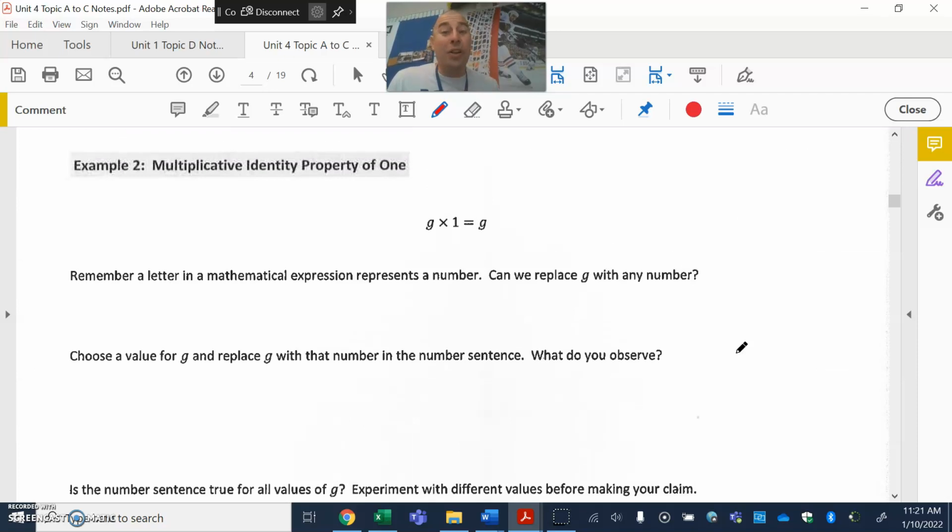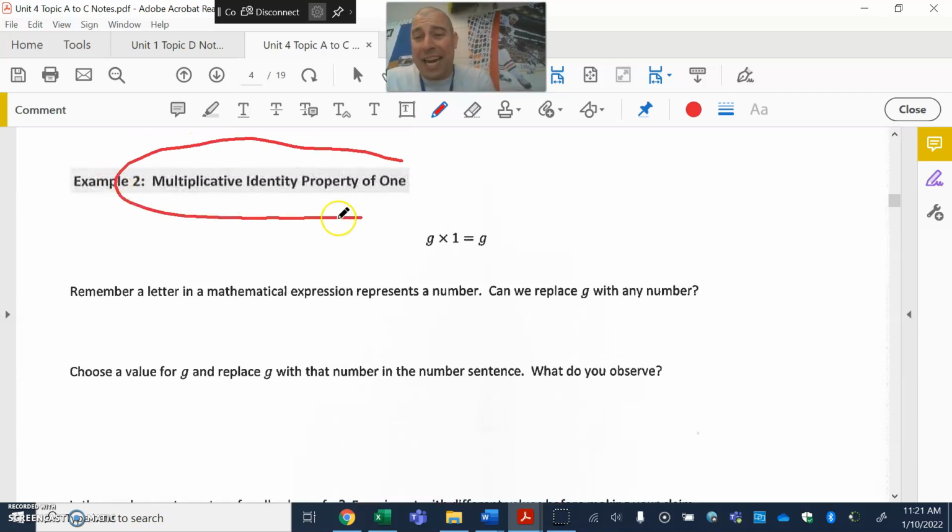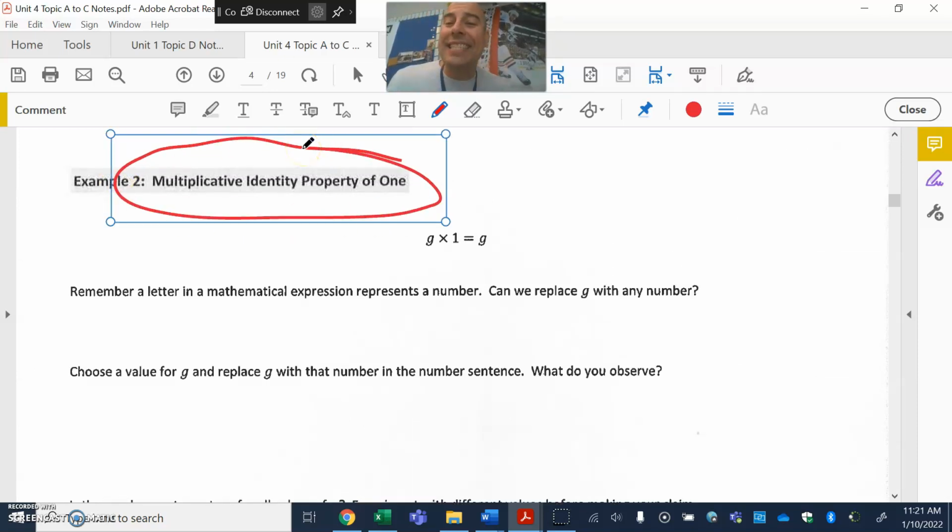Here we go. Look at this one. We give this a name, the multiplicative identity property of 1. Because guess what happens when you multiply by 1? You get the same thing. I know, crazy, isn't it?